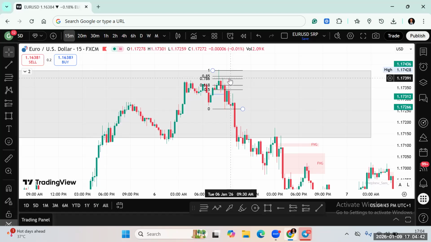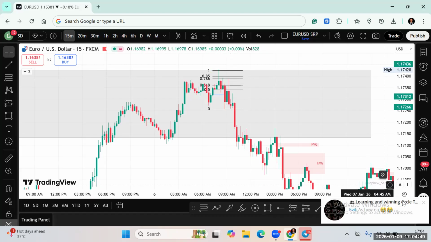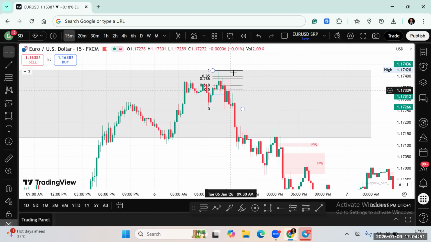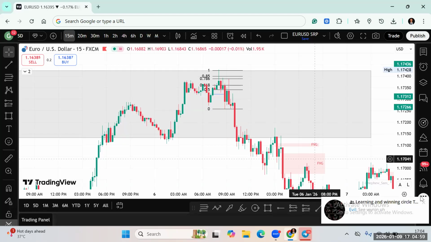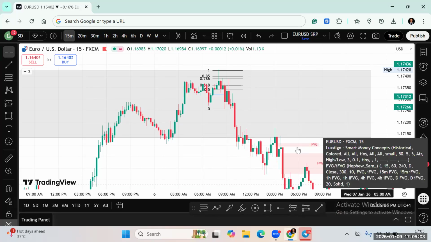So from 0.5 to 0.6, 0.7, but your SL should be at the high of the range of the 4 hours. So price has confirmed sell on the lower time frame. You've gotten your lower time frame confirmation here. And then you enter and you still target the low of the 4 hours. And your first TP is the 50% of the range.